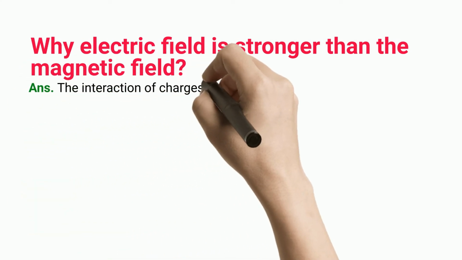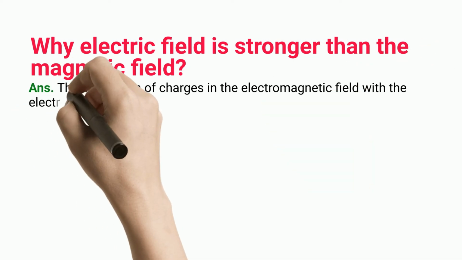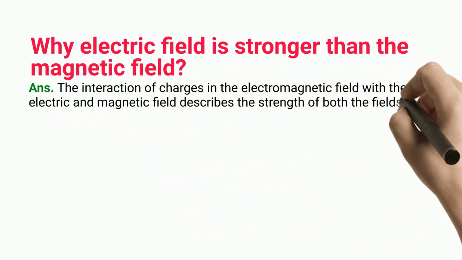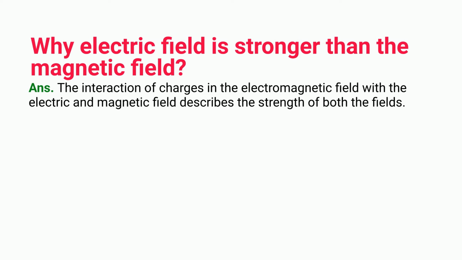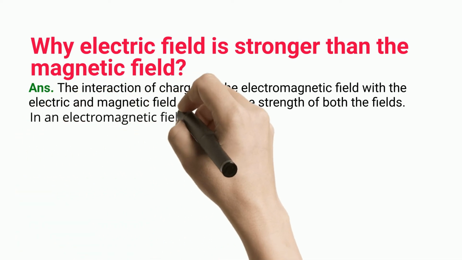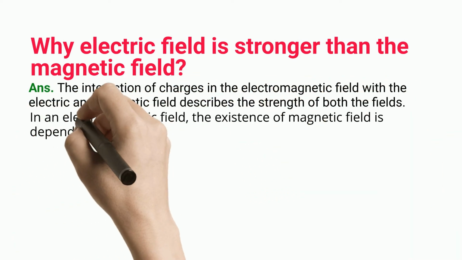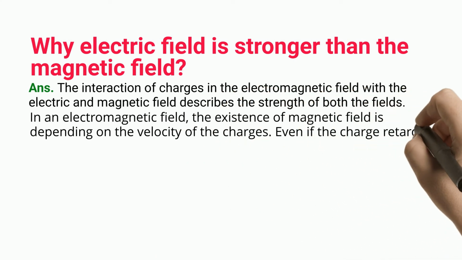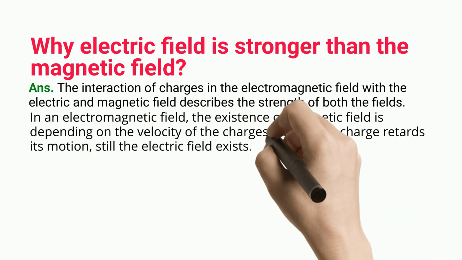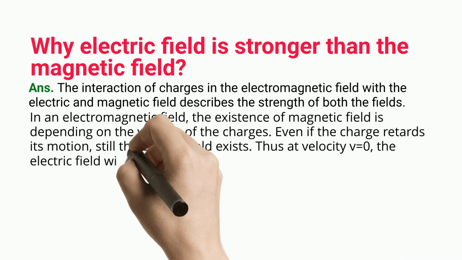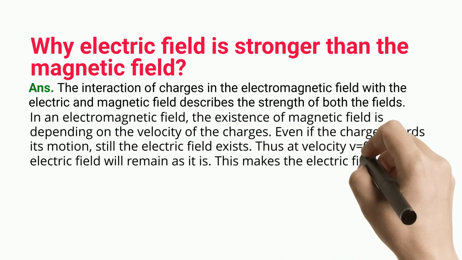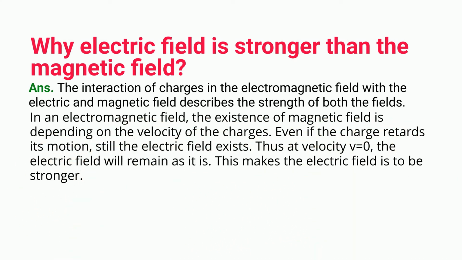The interaction of charges in the electromagnetic field with the electric and magnetic fields describes the strength of both the fields. In an electromagnetic field, the existence of the magnetic field depends on the velocity of the charges. Even if the charge retards its motion, the electric field still exists. Thus at velocity v equals 0, the electric field will remain as it is. This makes the electric field stronger.